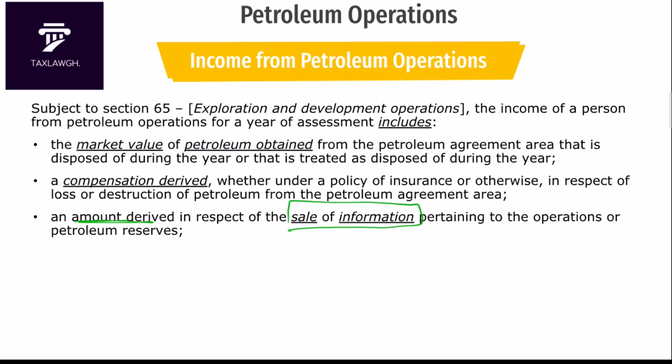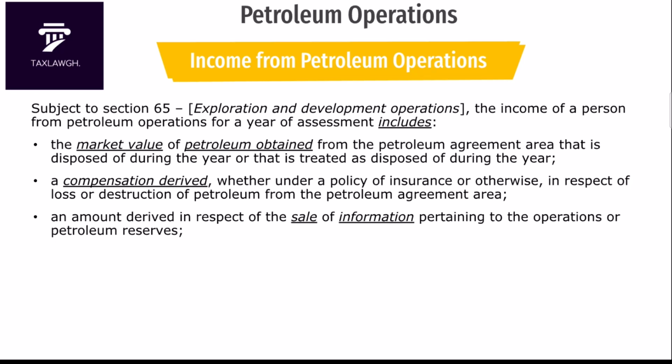Why am I emphasizing this? The examiner is beginning to look at different ways of picking out different parts of the law to test students on. So don't be surprised if they give you a quick scenario that you may overlook, but they tell you that during the prospecting stage or during the exploration stage prior to commercial production, the company obtained data and they sold this data for this amount. You may not pick it up, but take note, the law is saying this amount derived from selling information must be included in determining the income from petroleum operations.